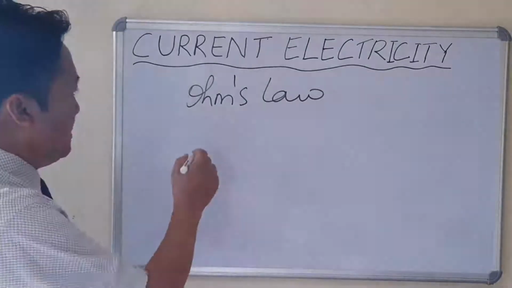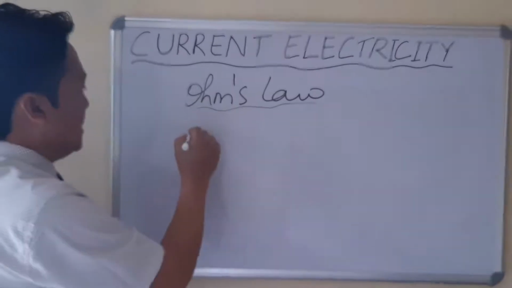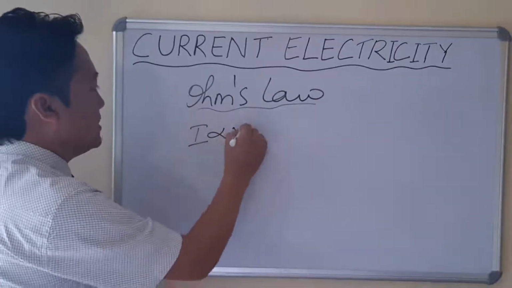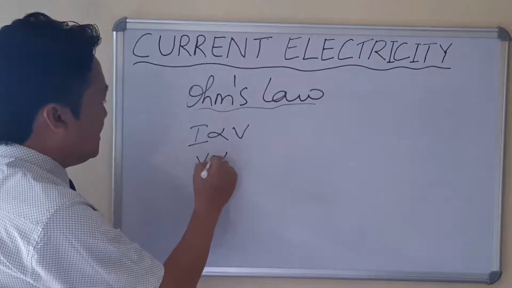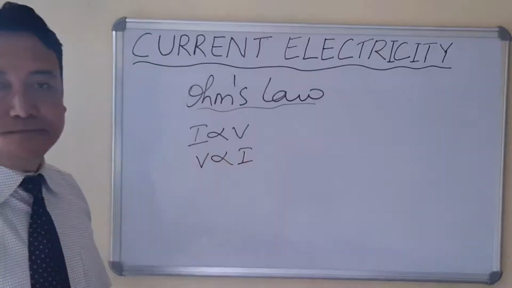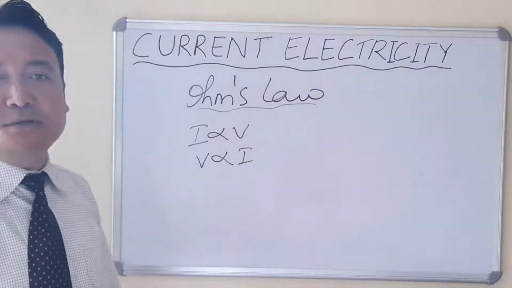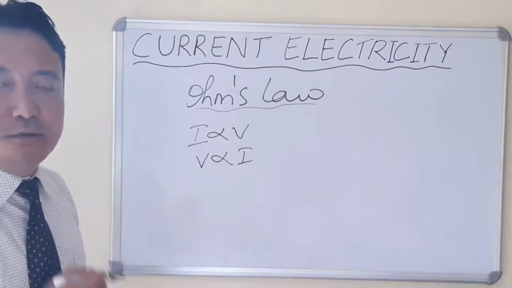So according to Ohm's law, current is directly proportional to potential difference, or potential difference is directly proportional to the current, in which the temperature and pressure remain constant. So this is Ohm's law.